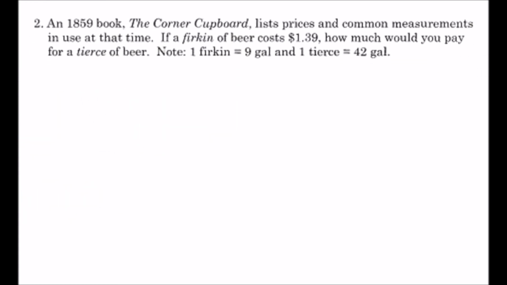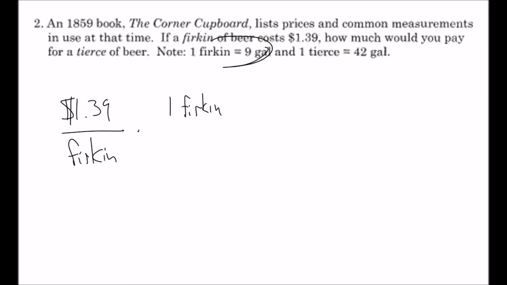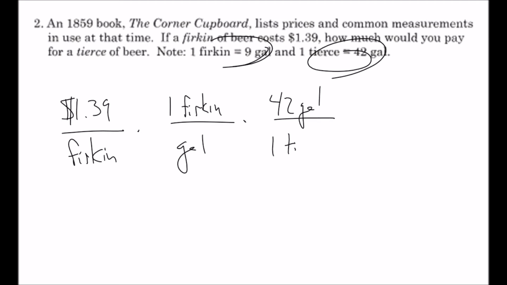In an 1859 book, The Corner Cupboard, the prices of common measurements lists the prices and common measurements in use at the time. A firkin of beer costs $1.39. How much would you pay for a tierce of beer? Note those conversion factors. As before, start with what we're given. $1.39 per firkin. Now I can use my conversion factors. First this one to convert firkins to gallons, and next this one to convert gallons to tierces.